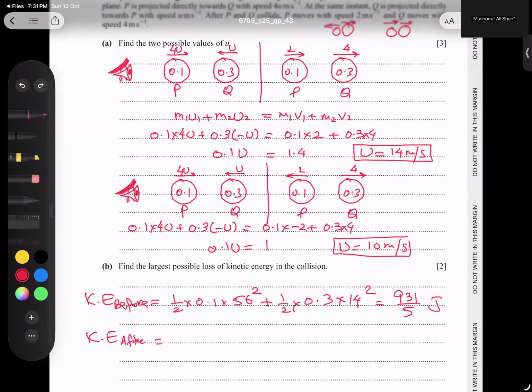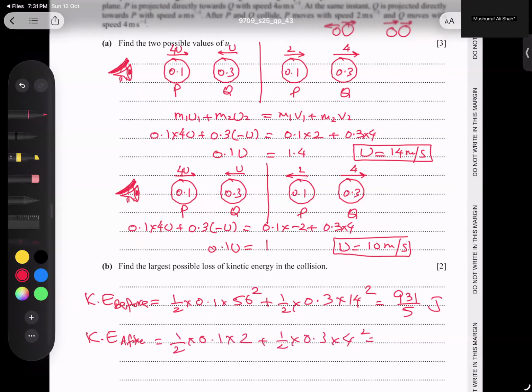So I will find the other one. What is the possibility in the other condition? This is before and after. Now let's talk about after. Half mv square. And if I plug in, there is no need to plug in because it is 2. Half mv square, half.